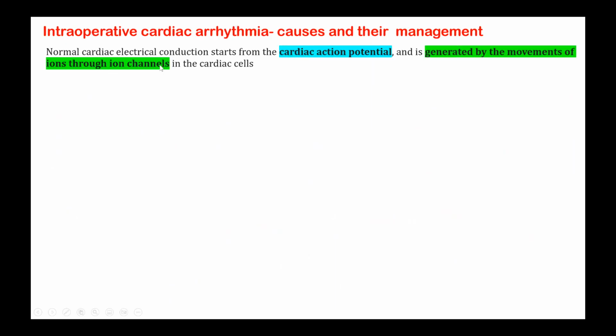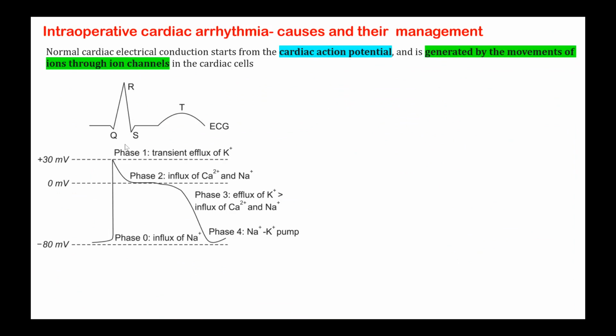The normal cardiac electrical conduction starts from the cardiac action potential and is generated mainly through the ion channels in the cardiac cells. And this is all the basic thing that all of you know. And this is the normal ECG complex. How you get the PQRST.